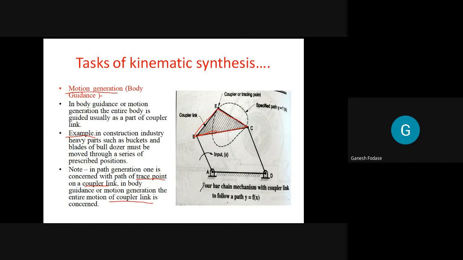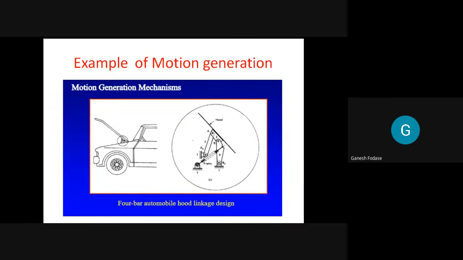We'll talk about an example of motion generation also. Now you can see here a four-bar automobile hood linkage. This one is the hood, shown here in one position, and this one is in another position. Whenever it is moving from its initial position to this position, link 3 is important. So motion of link number 3 is considered here. It is attached to the hood and it is moving through successive steps. Whenever you are interested in motion of the coupler link, that problem comes under a motion generation problem.